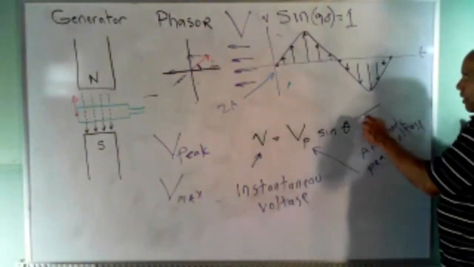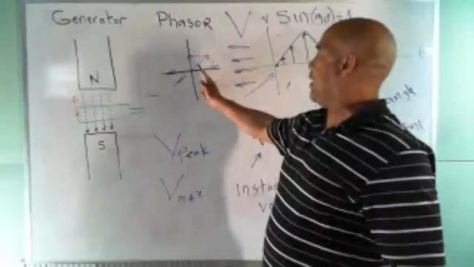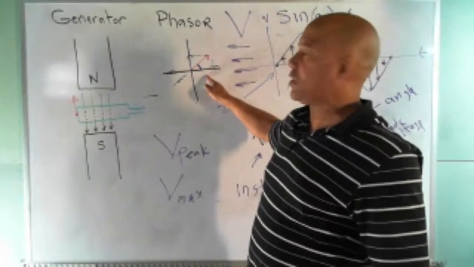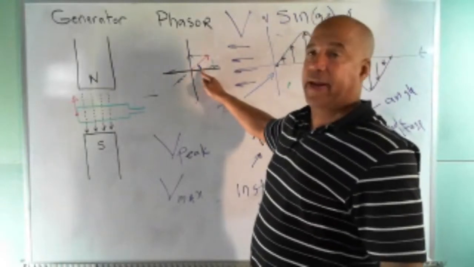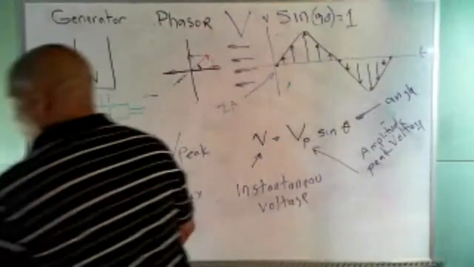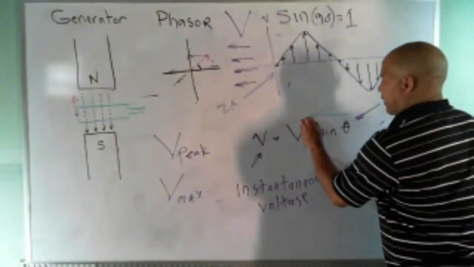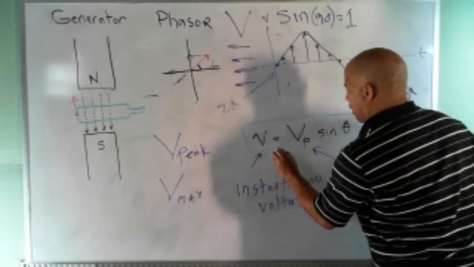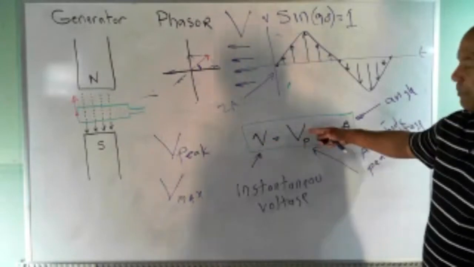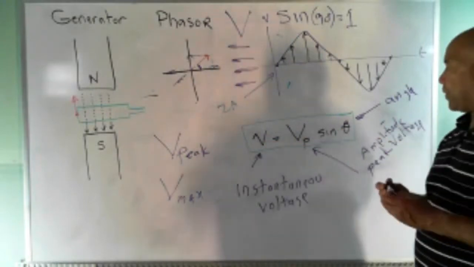And this right here, that angle, that's the angle the coil is making with respect to the positive x-axis. If you think of this xy coordinate system, that angle theta is right here. So this is pretty important. This is the formula we're going to use for AC voltage or current. Instantaneous value, the amplitude or peak value, and then the angle.